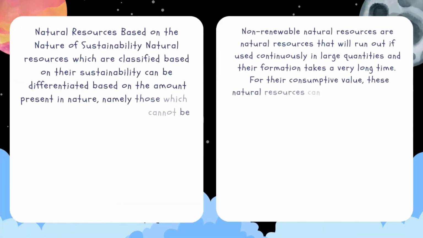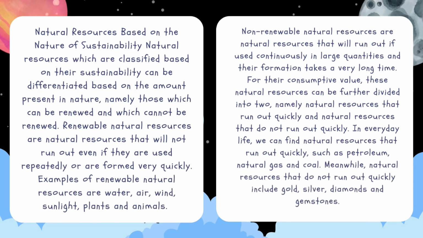Number 2. Natural resources based on the nature of sustainability. Natural resources which are classified based on their sustainability can be differentiated based on the amount present in nature, namely those which can be renewed and which cannot be renewed. Renewable natural resources are natural resources that will not run out even if they are used repeatedly or are formed very quickly. Examples of renewable natural resources are water, air, wind, sunlight, plants, and animals.